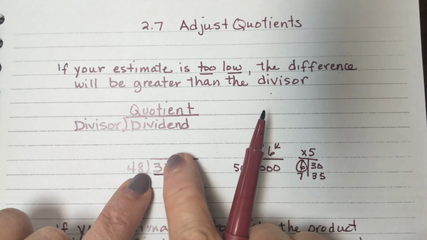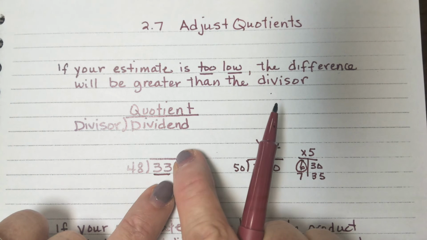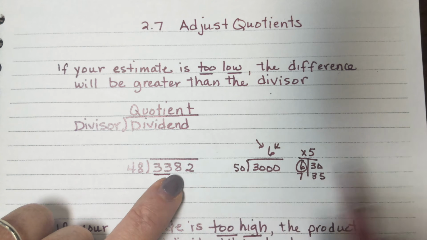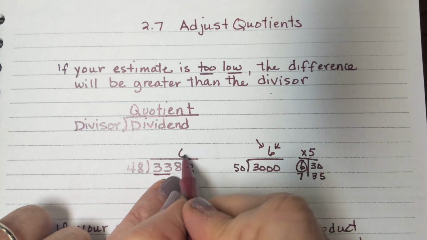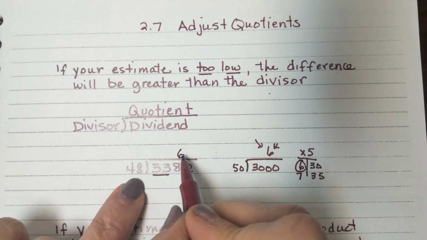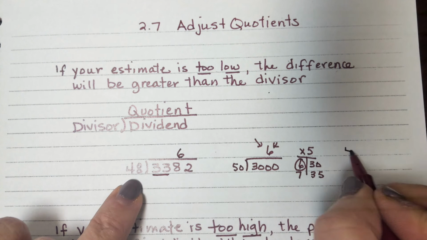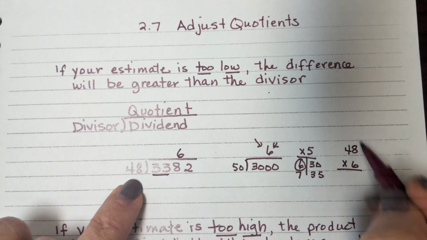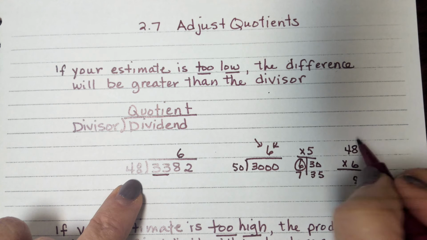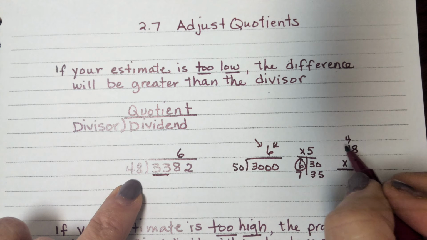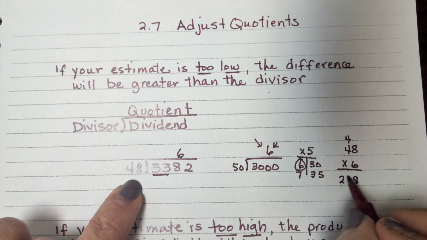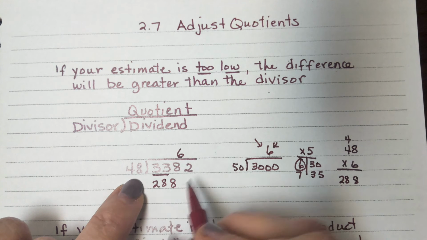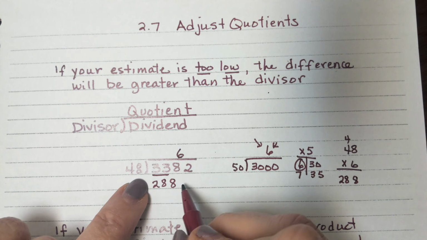I know that 48 doesn't go into 3. It does not go into 33, but it does go into 338. And I'm assuming it's going to go 6 times. So I can multiply 6 times 48. Some of you can make that leap. Some of us are still practicing with our facts. So 6 and 8 are 48. Carry my 4. That's 24 plus 4 is 28. So I'm going to put 288. But oh my goodness, guys, look how far of a difference that is.